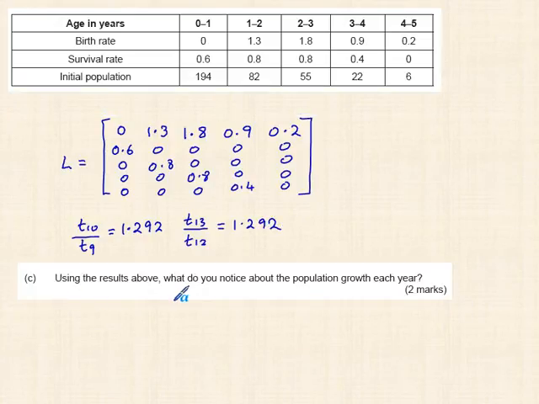Using the results above, what do you notice about the population growth each year? Firstly, notice each generation is 1 year, so this is per generation. And then if we look at the values we got here, we can see it's a 29.2% growth.